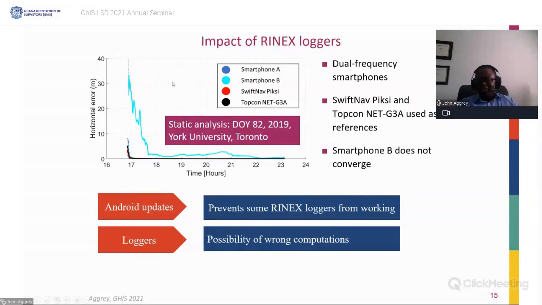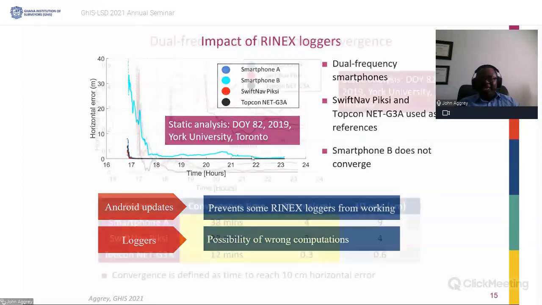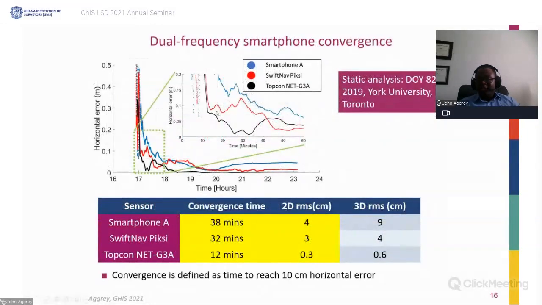Now, as you can see over here, smartphone B had a terrible result. It's up to 40 meters. The reason is that there was an Android update that happened, as well as a logger issue. That caused the accuracy to degrade over time. But if everything goes perfectly right, you have no problems with the loggers, there is no Android update, this is the kind of result you end up having.